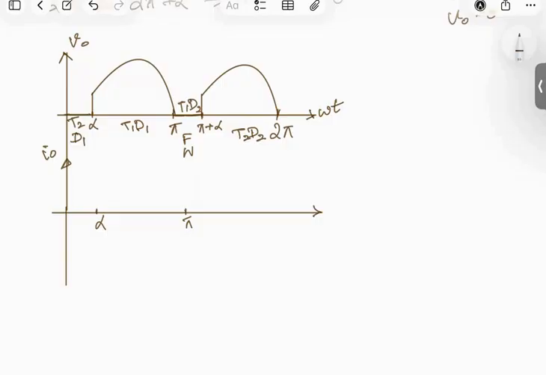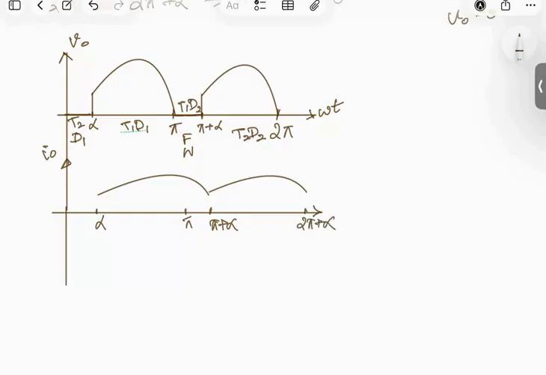Now, the current will be rising from alpha, from a non-zero value, and the current will reach the same value again at pi plus alpha. Then from pi plus alpha, again the current will rise from the same value, and it reaches the same value again at 2 pi plus alpha.